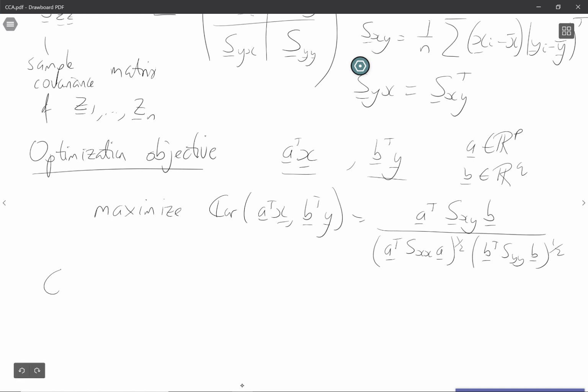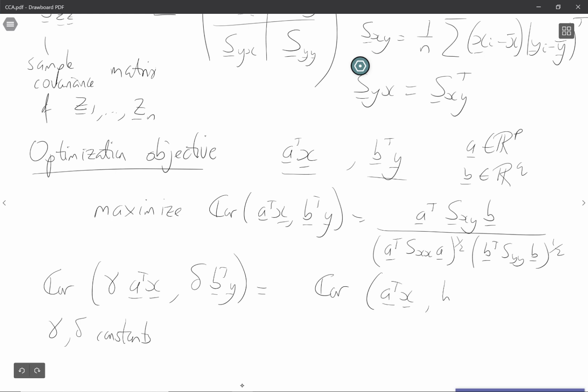We know that the correlation of, let's multiply A transposed x by some constant, let's say gamma A transposed x, where gamma is just some constant, and delta B transposed y. So gamma and delta here are constants. We know that the correlation is not affected by multiplying the variables by gamma. So this is still going to be the same as the correlation between A transposed x and B transposed y.